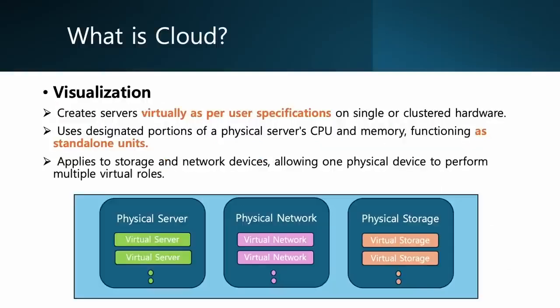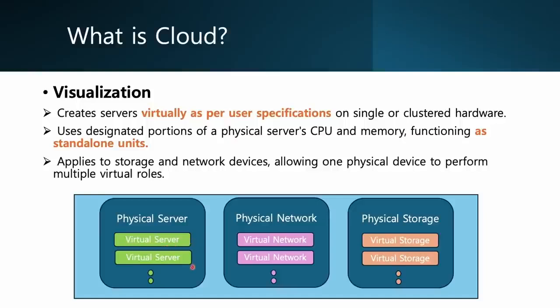We looked at the concept of the cloud again earlier, so what are the core technologies that made cloud technology possible? It is virtualization technology. Virtualization technology can divide and use resources according to the user's needs. As you can see in the figure, server virtualization, for example, creates a virtual server that can operate independently using a designated proportion of CPU and memory on a single or clustered hardware. This means that one physical server can be divided into multiple virtual servers.